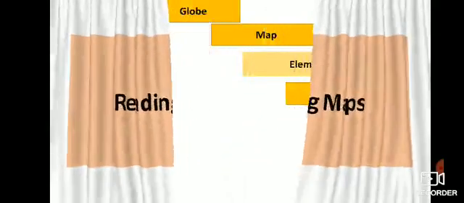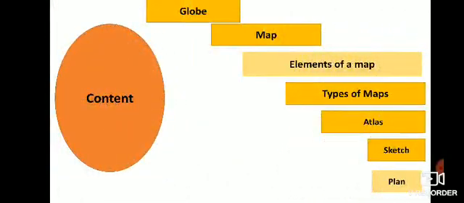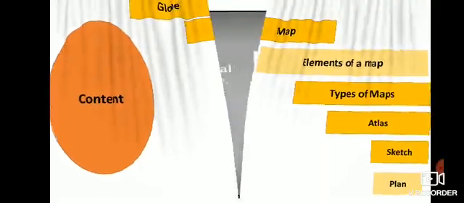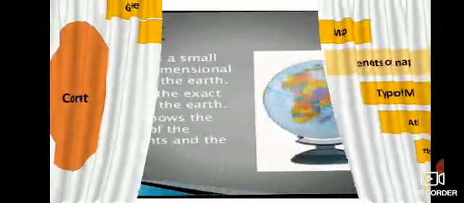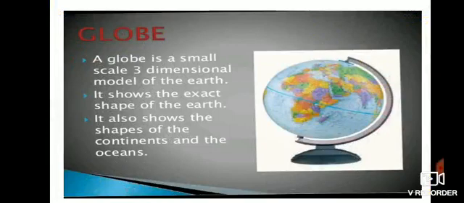Okay students. Now, what is our content in this chapter? Our content is globe, map, elements of a map, types of maps, atlas, then sketch and then plan. Firstly, we are going to start from globe. Our first topic is globe.